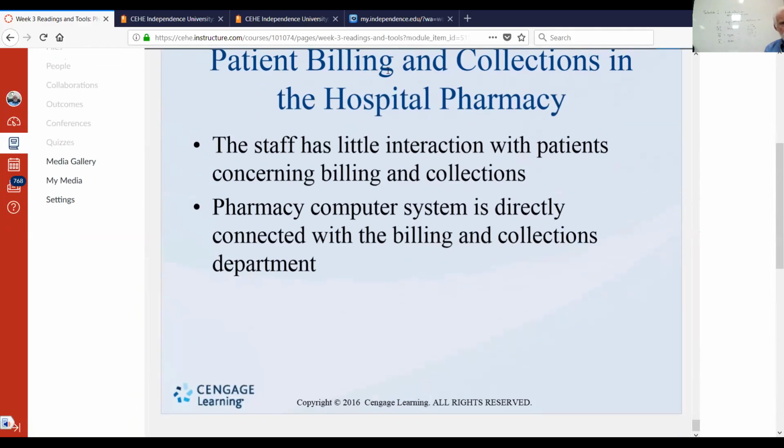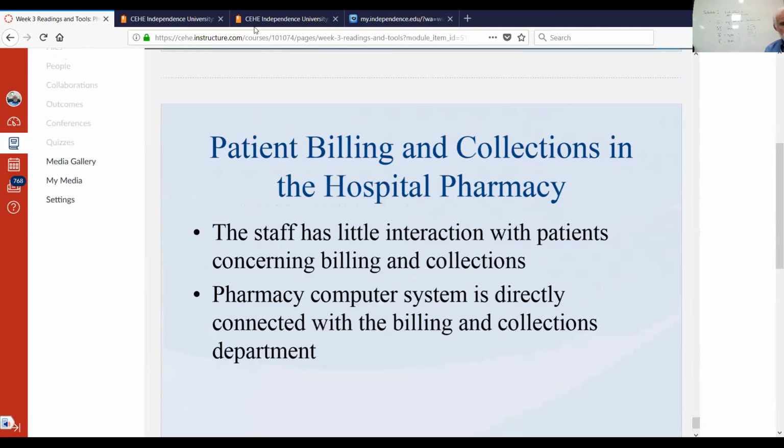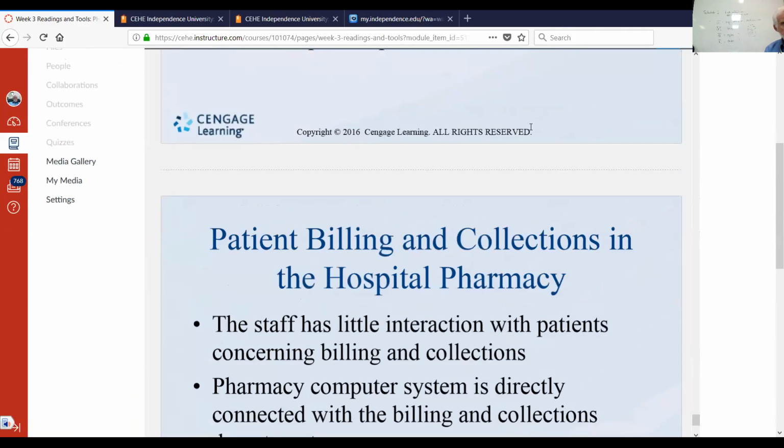If you're working in a hospital pharmacy, you won't be involved in billing. You have a billing department, so you don't worry about it. But you do have to watch inventory.